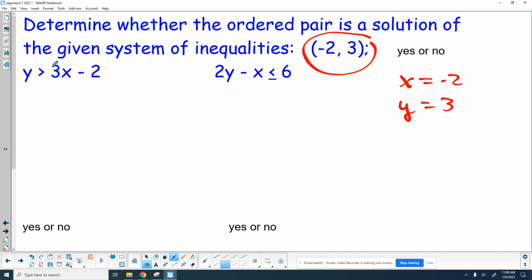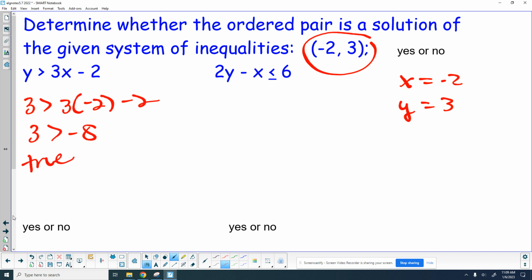And I'm going to plug them in. So in for y, I put 3 and in for x, -2. So on the right side, I've got nothing but numbers. I'm just going to type them in and that's -8. 3 is greater than -8. This is true. So far, I've got one yes. In order to be a yes, that's in the solution set, it has to be a double yes.